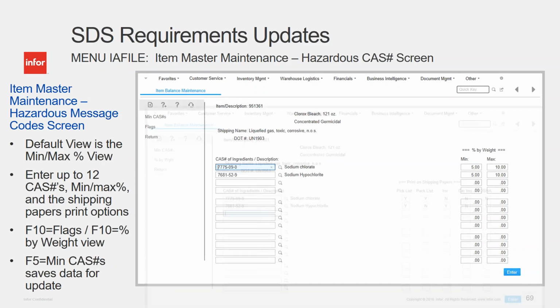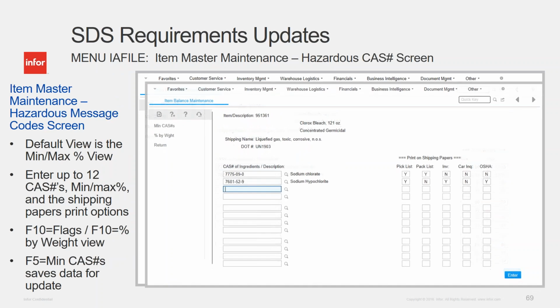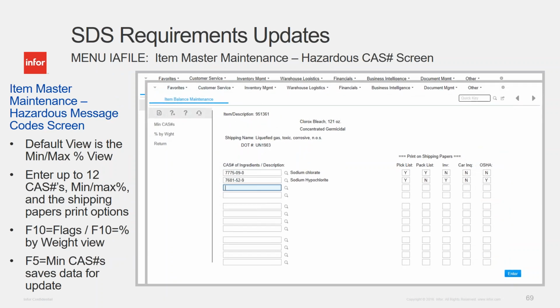So here's your original view with your min-max percents, and as the overlay comes up, you can see that the right side of the screen has been overlaid with your yes, no fields. So F10 will take you back to the weights, F10 back to your yes, no print flags, and when you're done, your F5 saves your data for update.